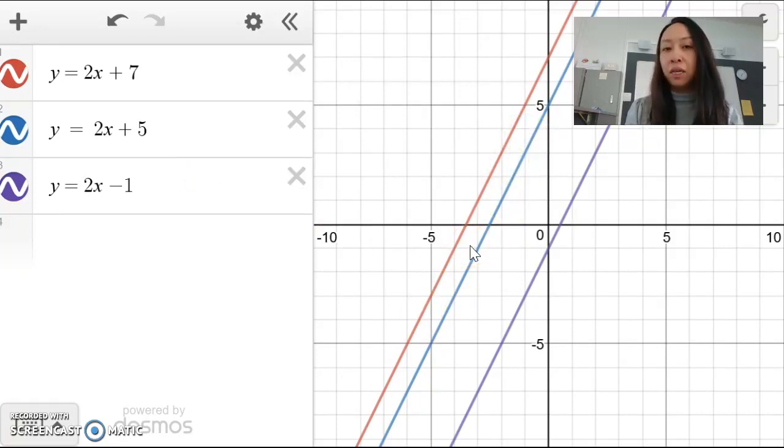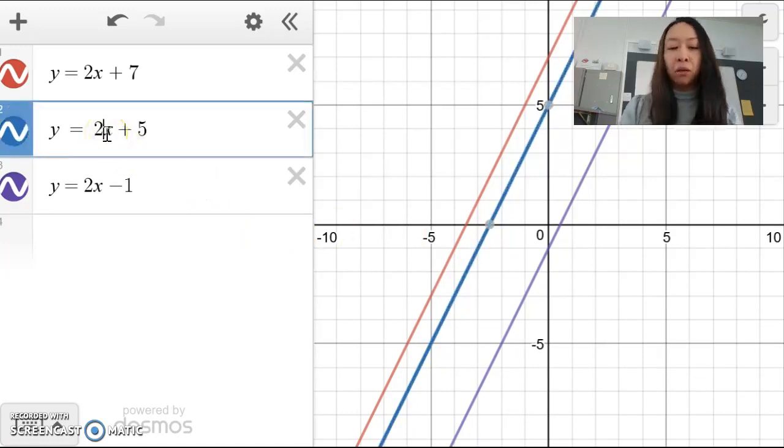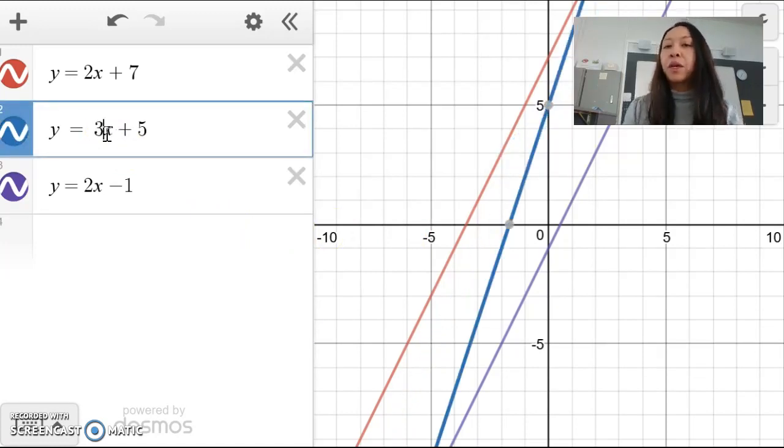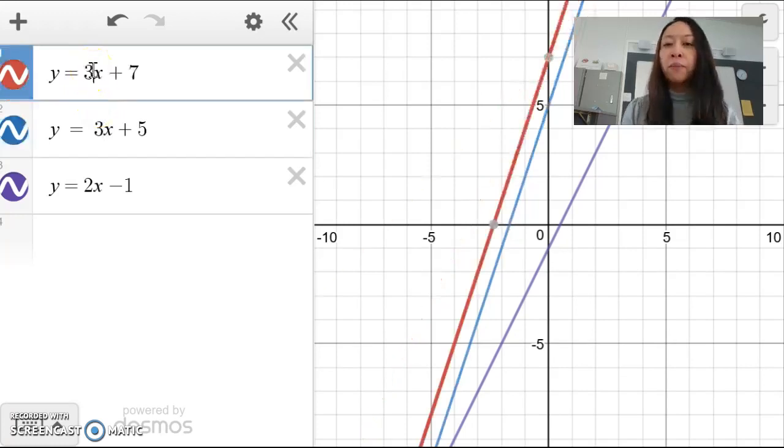They will never meet. Okay, what if I change my 2 into something else? Let's say a 3. Can you see that now the blue line is not parallel to the red or the purple one? That's because the value of the slope is not the same anymore. So if I change my 2 to a 3, can you see that now 3 and 3, the red and the blue ones, are parallel, but not the purple one because the values are different.